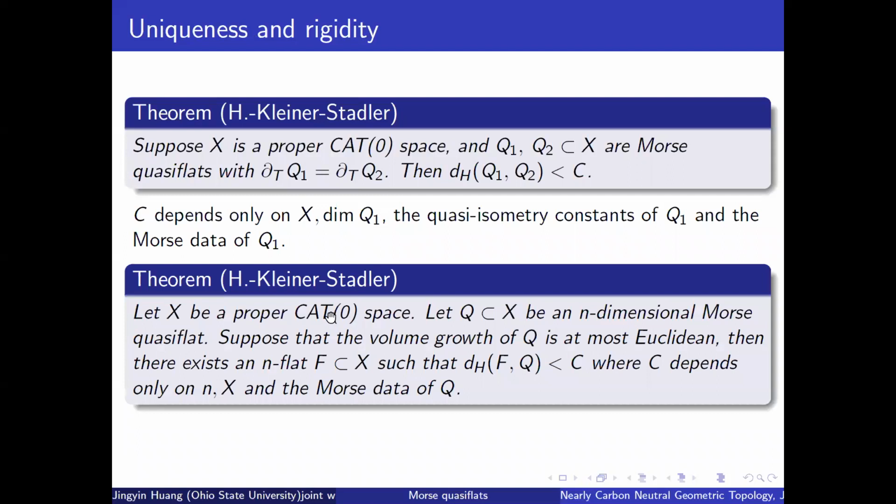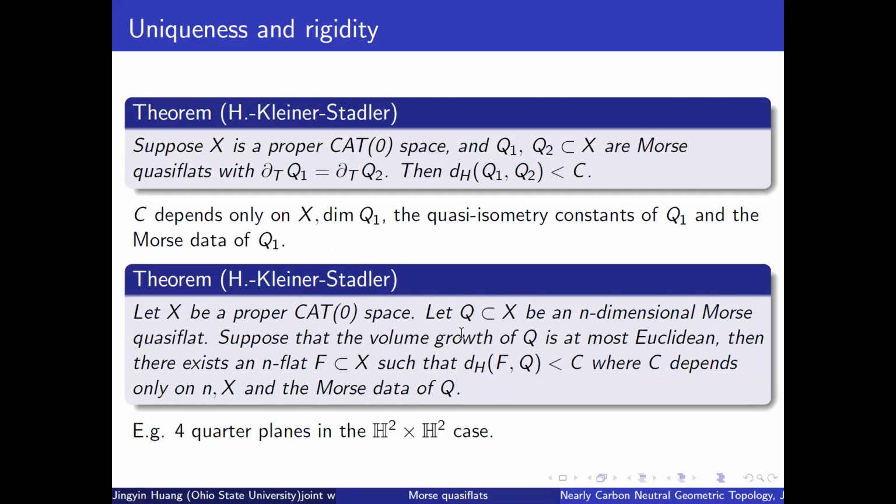Another thing is we have the following rigidity result. Again, we look at the Morse quasi-flat, and we're asking when we know that the Morse quasi-flat is actually close to a flat. We know this is not generally the case. However, as long as the volume growth of the Morse quasi-flat is at most Euclidean, then we can conclude that the Morse quasi-flat is actually Hausdorff close to a flat. Again, the Hausdorff distance can be controlled by the Morse data of the Morse quasi-flat.